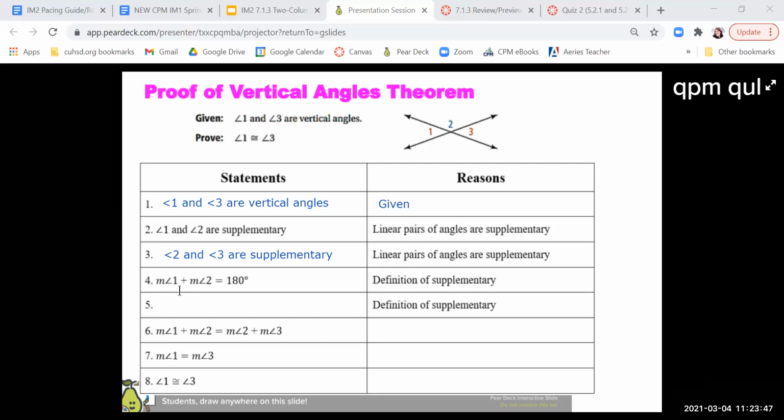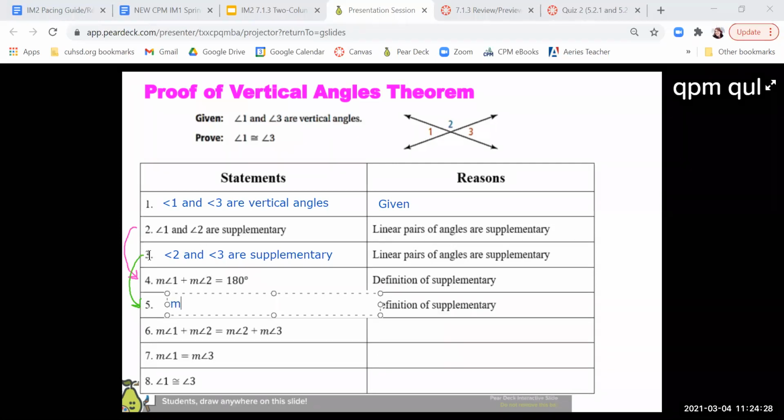Statement 4 says that the measure of angle 1 plus the measure of angle 2 is 180 because that's the definition of supplementary. So what this is doing is connecting line 2 to line 4. If we know they're supplementary, then we know they add to 180 by the definition of supplementary. That's what supplementary means. In a similar way, we're going to make the same statement about angle 2 and angle 3 that follows here. So angle 2 and angle 3 will add up to 180 as well.